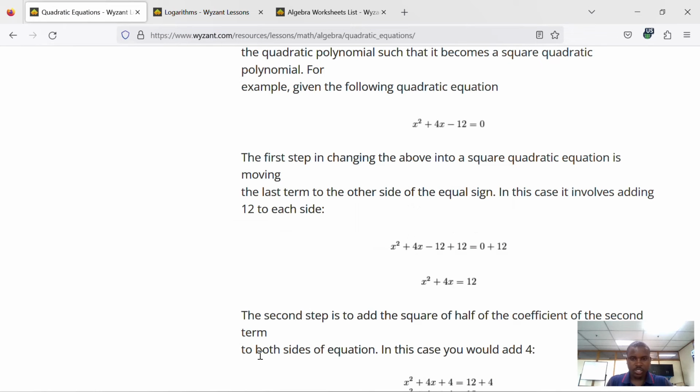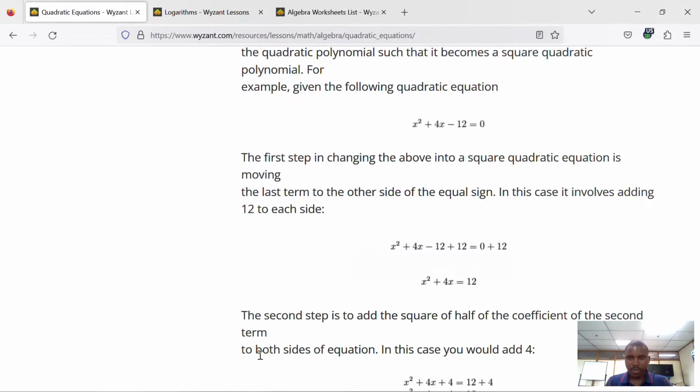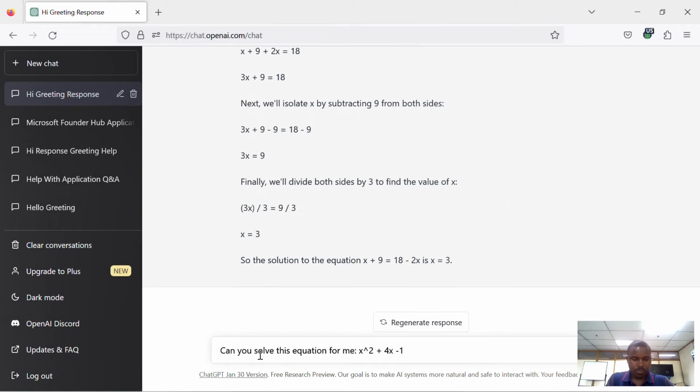Okay, so let me put the equation. The equation is x squared plus 4x minus 12 is equal to 0.